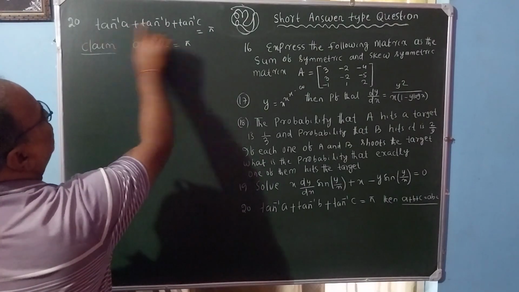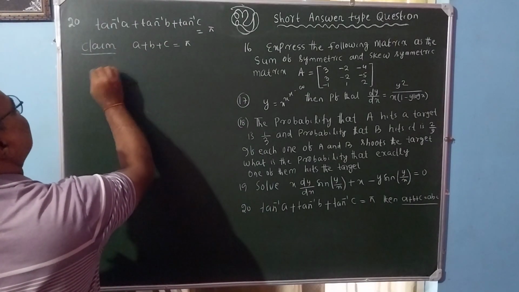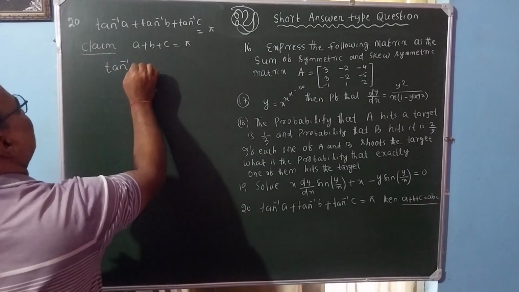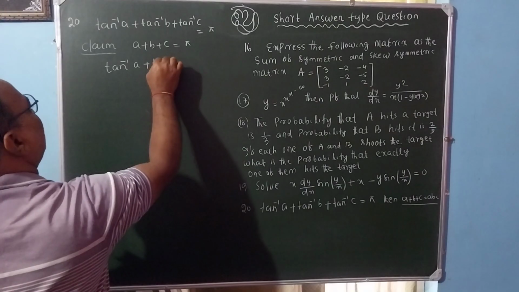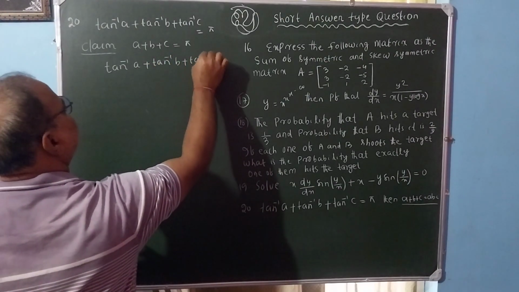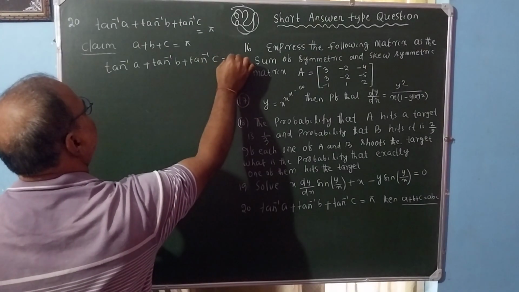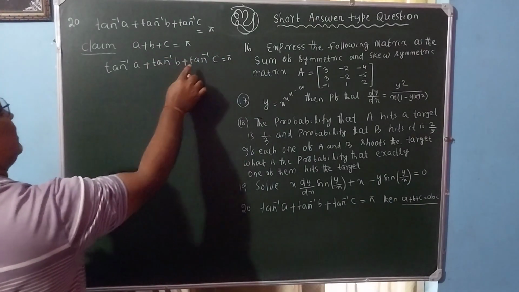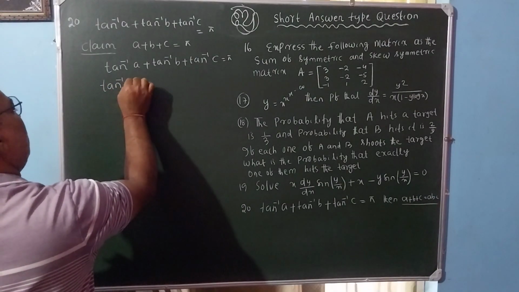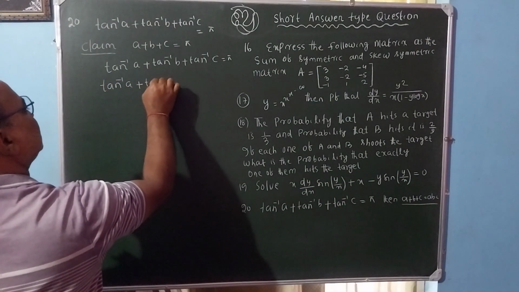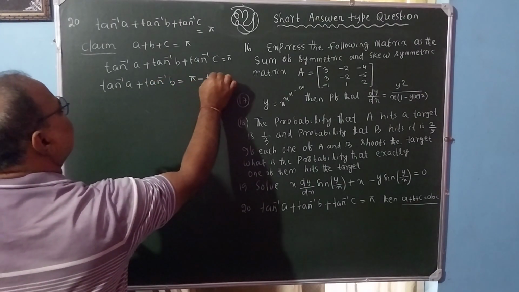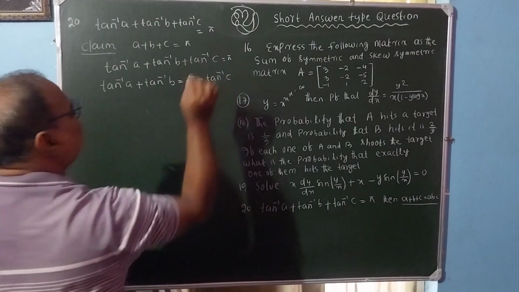Now we have to take the LHS. Write down LHS and RHS. Tan inverse A plus tan inverse B plus tan inverse C is equal to pi. So tan inverse C will go to that side. Tan inverse A plus tan inverse B is equal to pi minus tan inverse C.